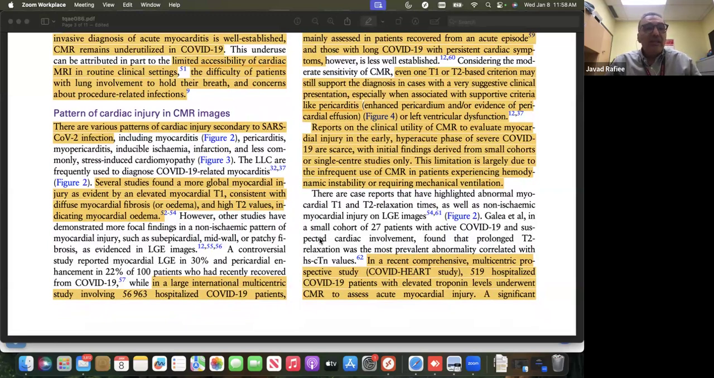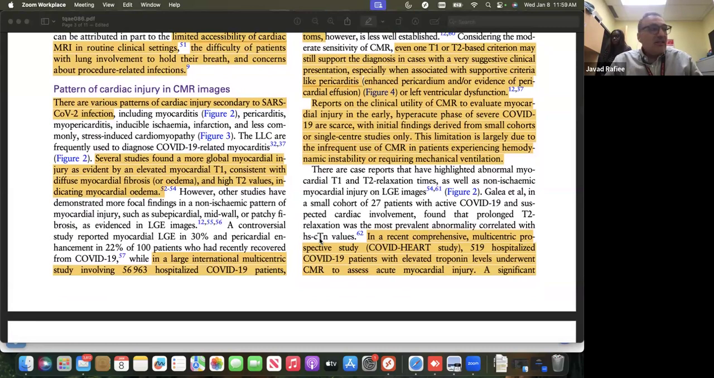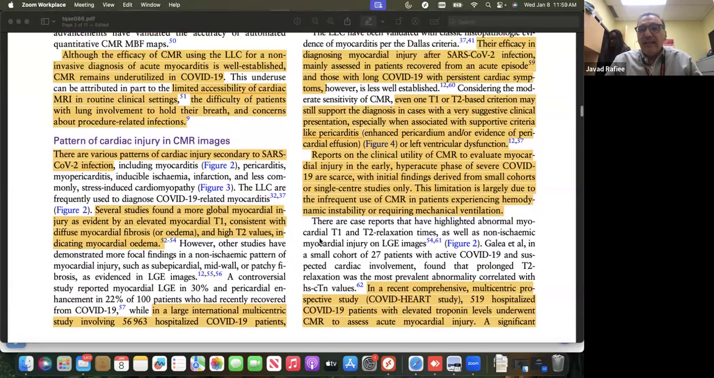So the pattern of myocardial injury on cardiac MR is very different. It could be myocarditis, pericarditis, myopericarditis, ischemic injury, and stress-induced cardiomyopathy. The majority of studies have shown that myocardial injury in this group of patients could be a global myocardial abnormality, with increased T2 value that shows myocardial edema, and or increased myocardial T1 that indicates myocardial fibrosis.